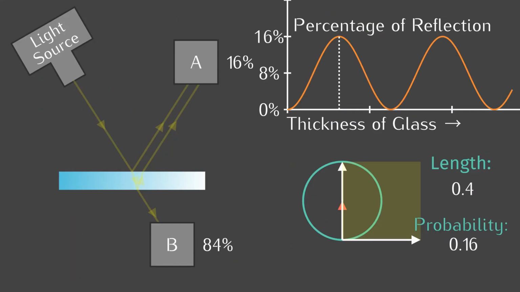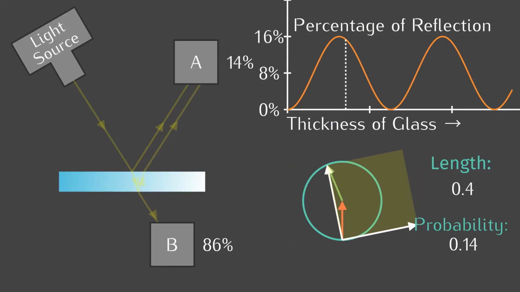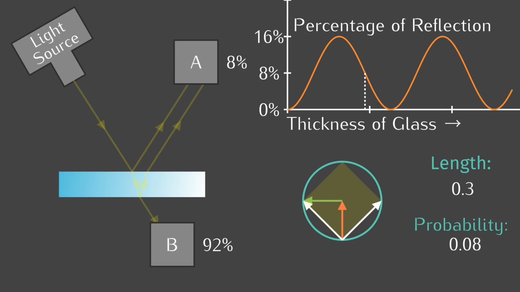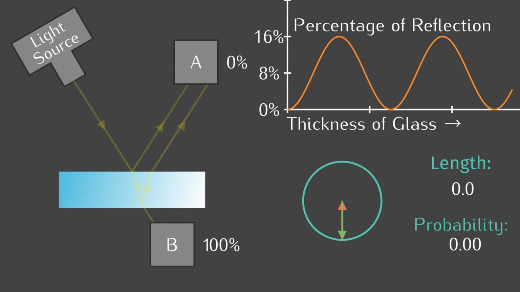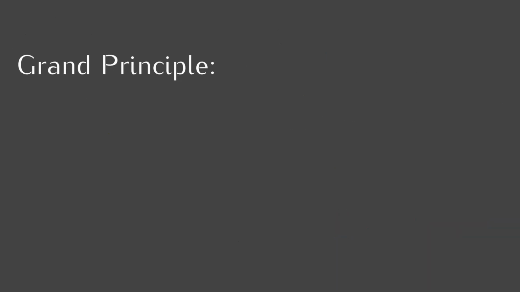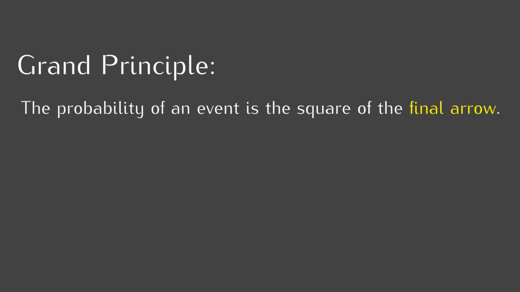In the last video, we were talking about light. We demonstrated a very weird experiment which could be explained using a set of rules involving rotating arrows. In case you've forgotten, let me summarize them here. The grand principle of our theory is that the probability of an event is the square of a so-called final arrow. If its length is 0.2, the probability is 4%.